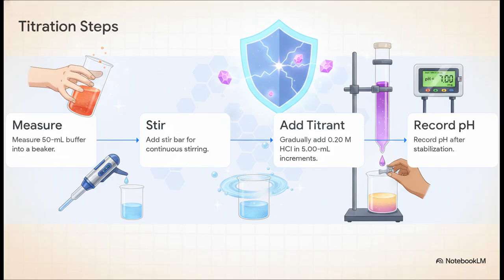Third, from our burette, we carefully and gradually add our 0.1 molar HCl titrant in precise 5.00 milliliter increments. Finally, after each addition, we wait for the reaction to occur, and we record the pH only after the digital reading has completely stabilized. We just repeat this over and over, pushing the buffer until its shield finally breaks.